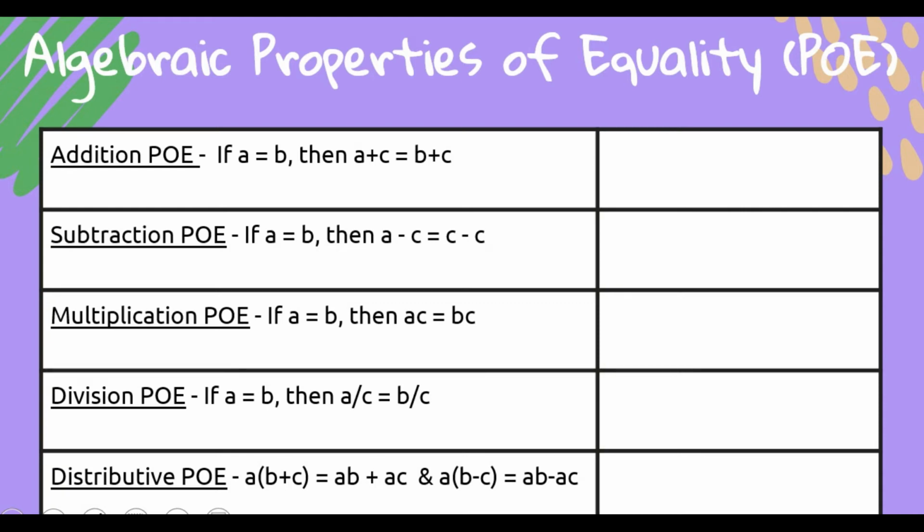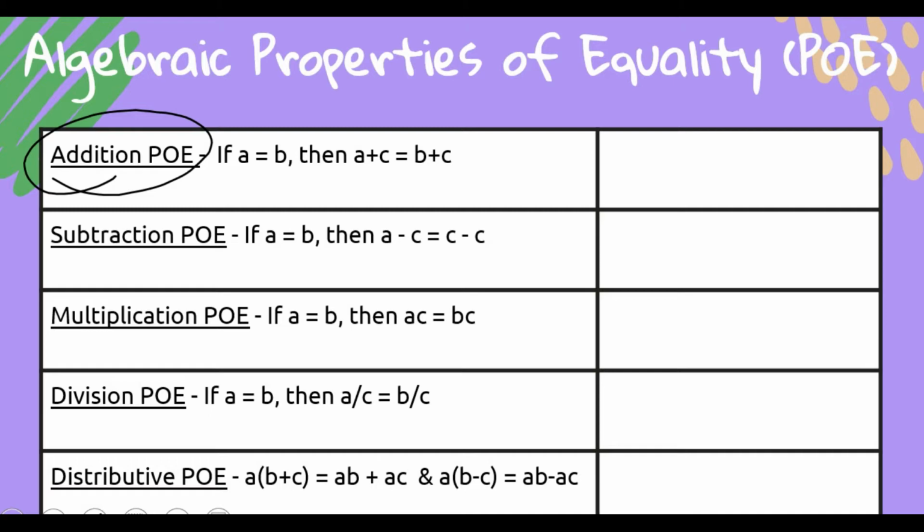Let's talk about algebraic properties of equality. These properties are things that you have already done, you already know how to do it, but now we're just putting a name to it. So earlier I was talking about balance and how algebra is balancing both sides of your equation. Well, the addition property of equality states that if A equals B, then A plus C equals B plus C. So this is basically saying to maintain the balance of both sides of our equation, whatever we add to one side, we also have to add to the other.